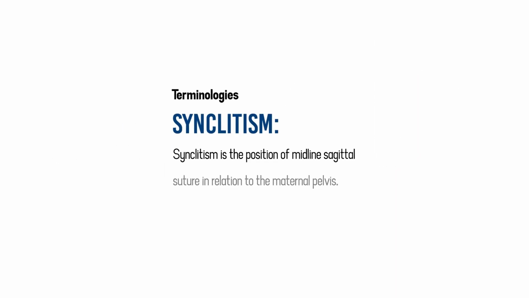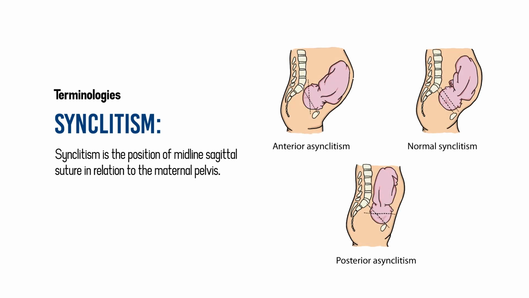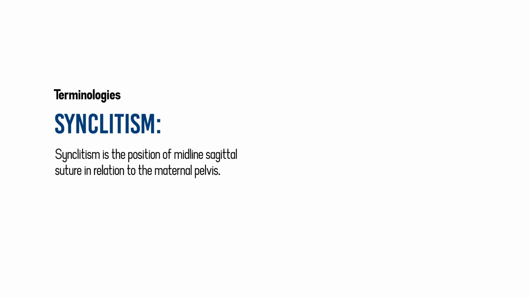Synclitism is the position of midline sagittal suture in relation to the maternal pelvis. Synclitism occurs when the 2 parietal bones are at the same level and the sagittal suture is at the midline. The fetal position is called asynclitic when one of the parietal bones is presenting and the sagittal suture is to the left or right rather than to the midline.